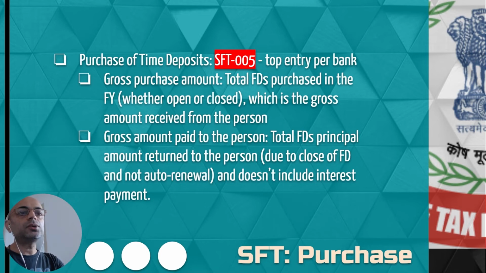Gross amount paid to the person will indicate the total FD principal amount that has been returned to the person because of the closure of the FDs, and not because of any auto renewal. If there is an auto renewal, then that amount is not considered here because that will auto renew to a new FD. Note that gross amount paid to the person doesn't include the interest payment made to the person.